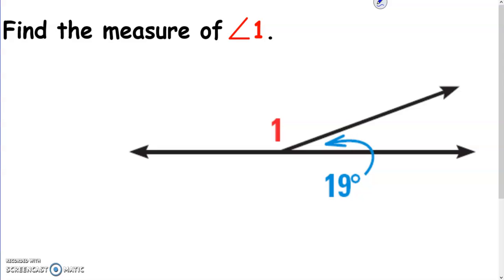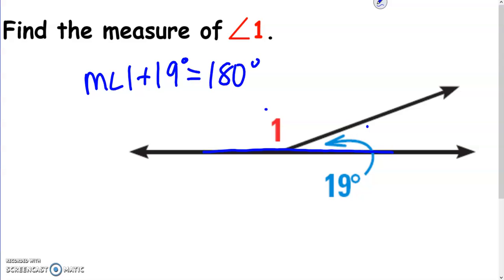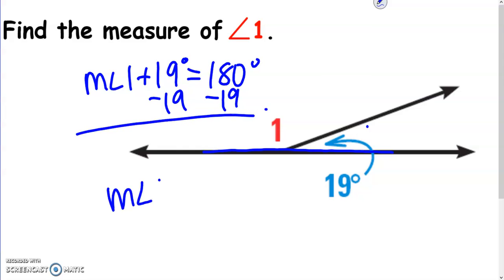Find the measure of angle 1. So again, these two angles form a linear pair, right? They form a line, which means that they add up to 180 degrees. So we're going to subtract 19 from both sides, and we get that the measure of angle 1 equals 161 degrees.